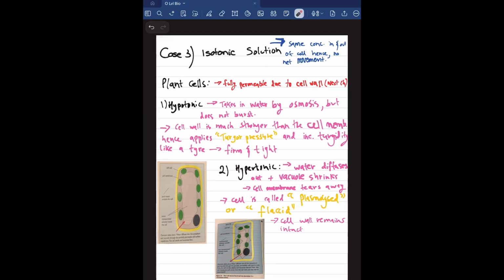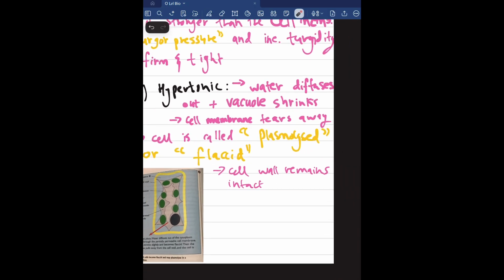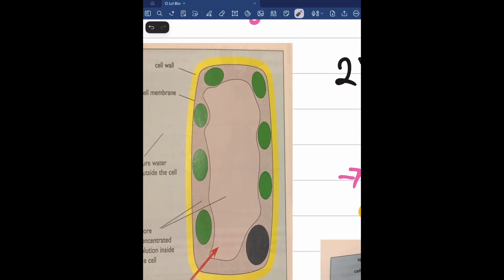in a plant cell. Now, what about a hypertonic solution? Because now we have established the fact that there is a cell wall over here which won't allow the cell to burst. I mean, it would allow water to come in, but it won't allow it to burst. Think of it as the Great Wall of China, which would not allow the Mongols to come in. I mean, weird example, but yeah.